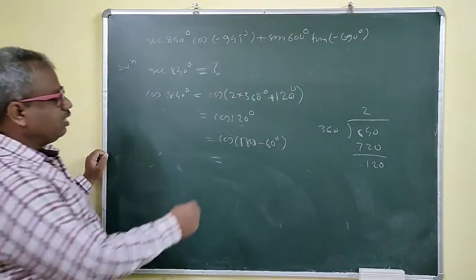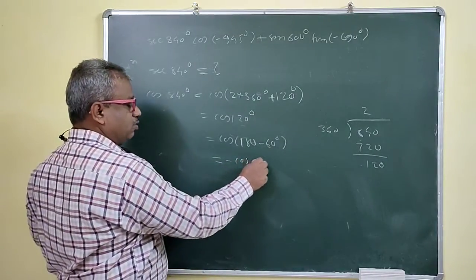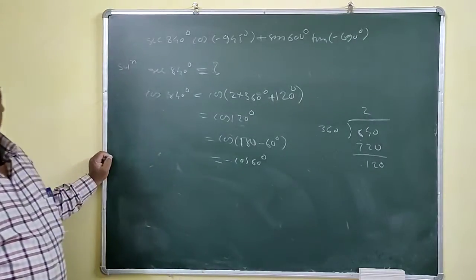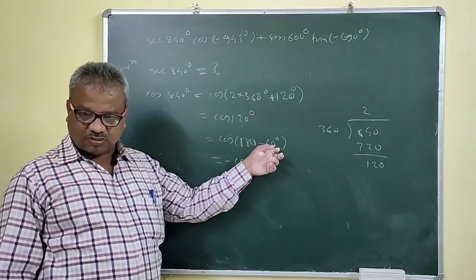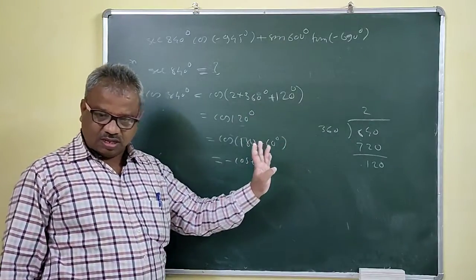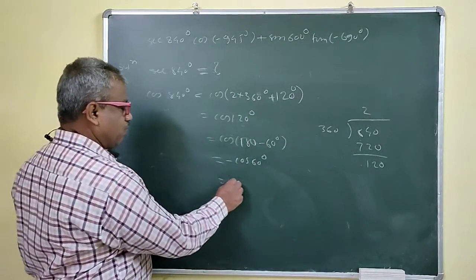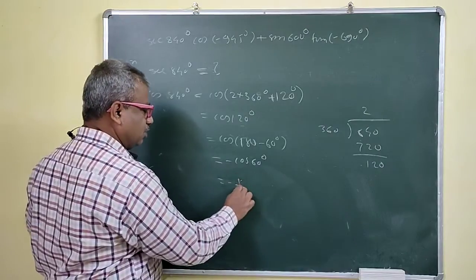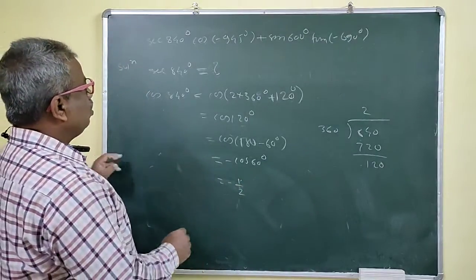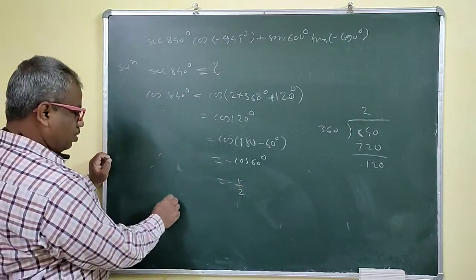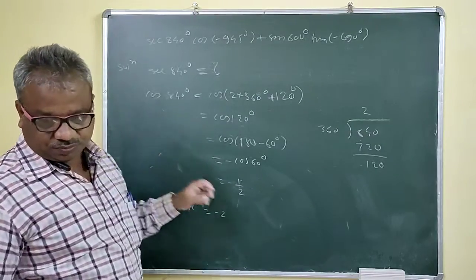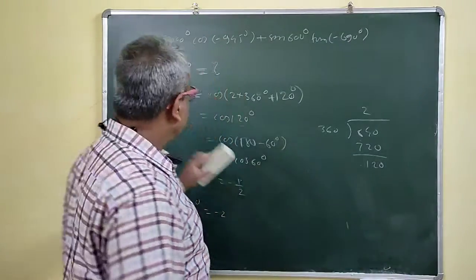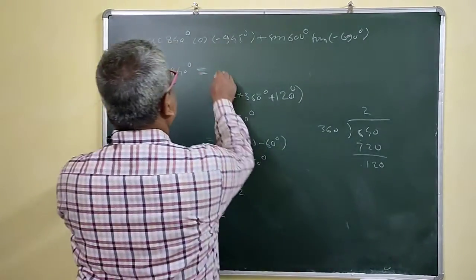Right? This is minus cos 60 degree. See, directly you can see cos pi is minus 1, sin pi is 0, right? Orally you can do this one. So this is minus 1/2. So sec 840 degree is equal to minus 2. Okay, so we'll write sec 840 degrees as minus 2 now.